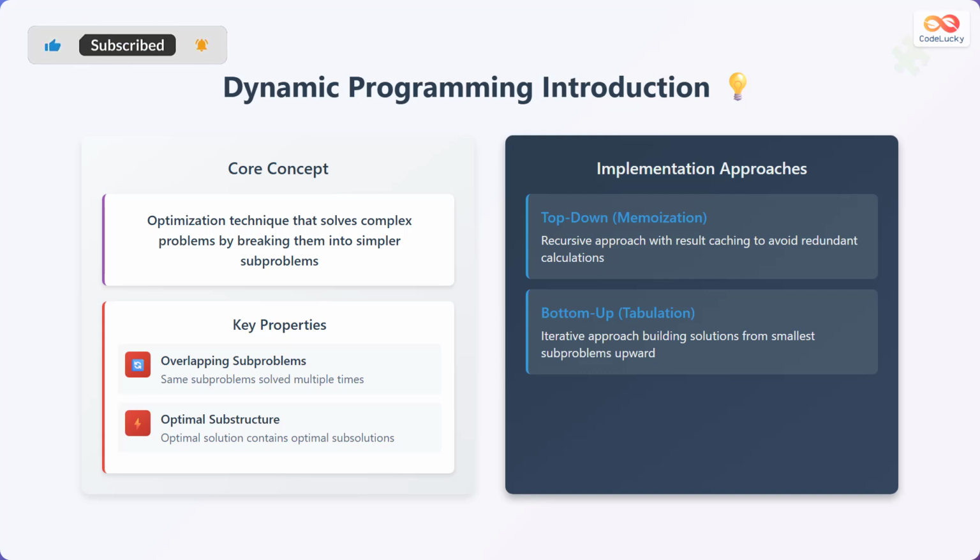Dynamic programming can be implemented using two main approaches. Top-down memoization uses recursion with result caching to avoid redundant calculations. Bottom-up tabulation builds solutions iteratively from the smallest subproblems upward. The technique transforms exponential time algorithms into polynomial time solutions by storing and reusing previously computed results.